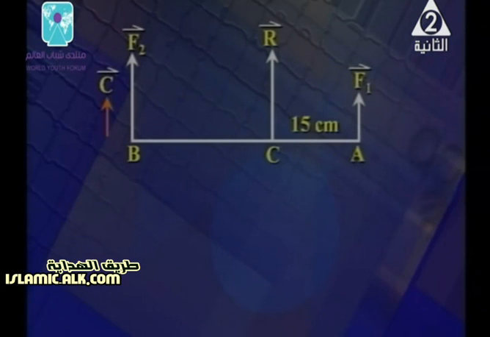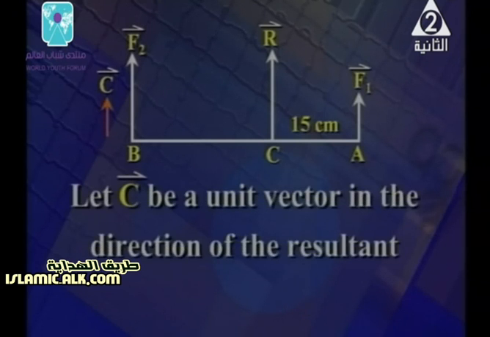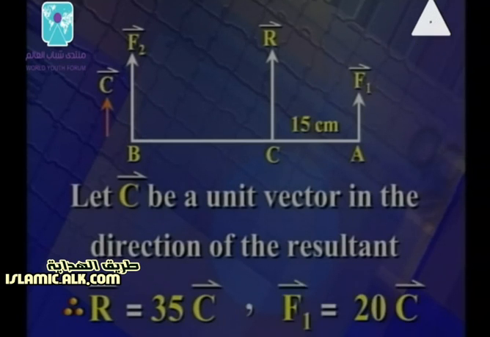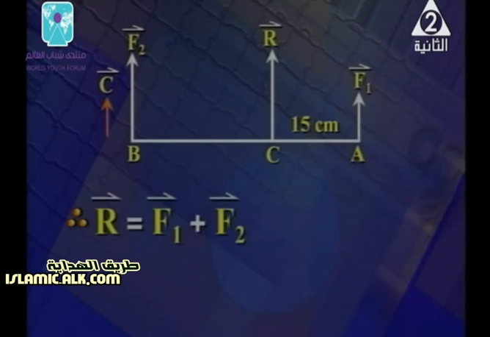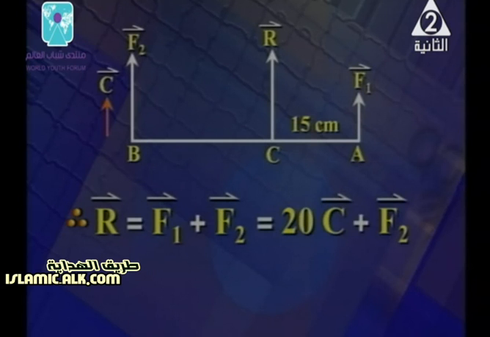Look at F1, F2 in the same direction, R acts at point C such that AC equals 15 centimeters. Let C be the unit vector in the direction of the resultant. R equals 35C, given F1 equals 20C. To find the unknown value, R equals F1 plus F2. By substitution, 35C equals 20C plus F2, so F2 equals 15C.